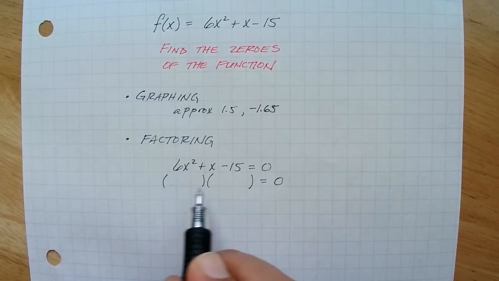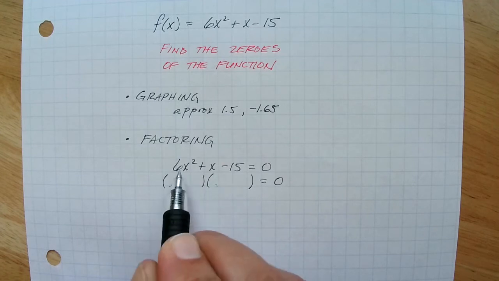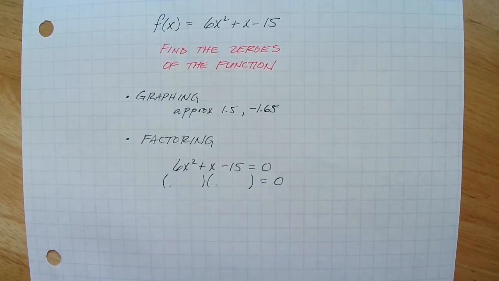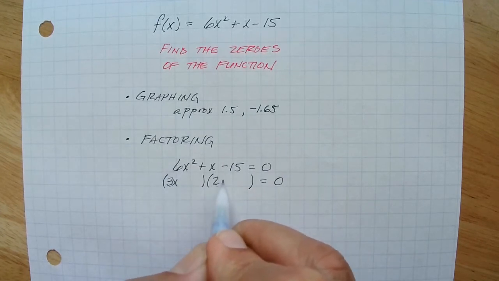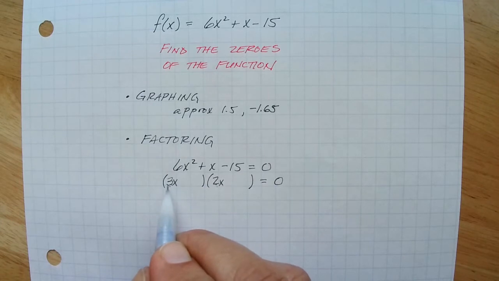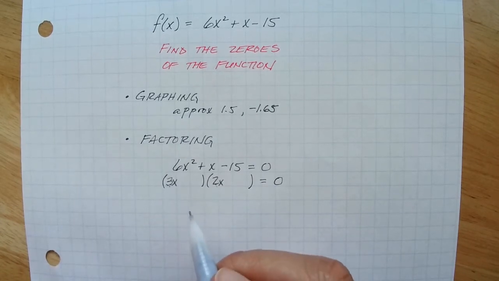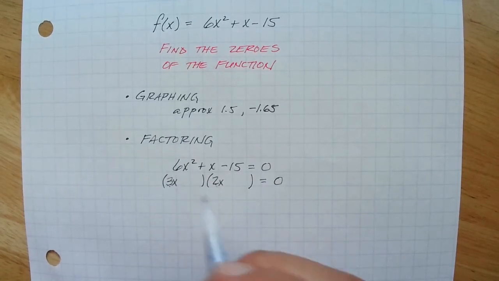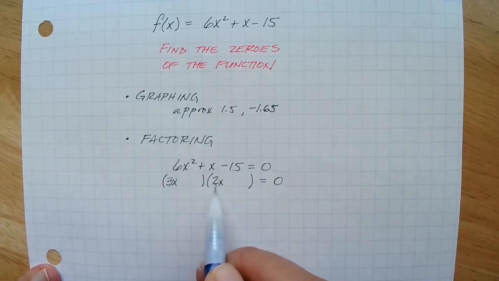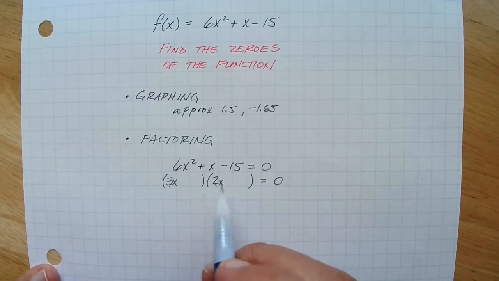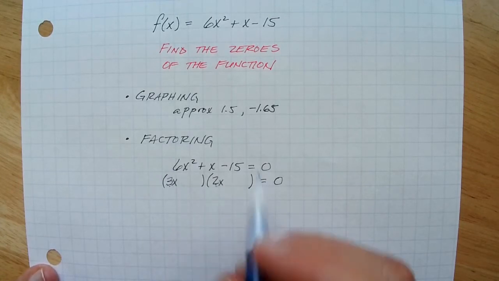The product of these first 2 has to make 6x squared. So it could be 3x and 2x. But it could also be 6x and 1x. You're never quite sure. There's a little bit of guessing and checking in this process. I'm going to go ahead and try 3x and 2x. And if I fail with this, I'll then go back and consider the 6x and the 1x.